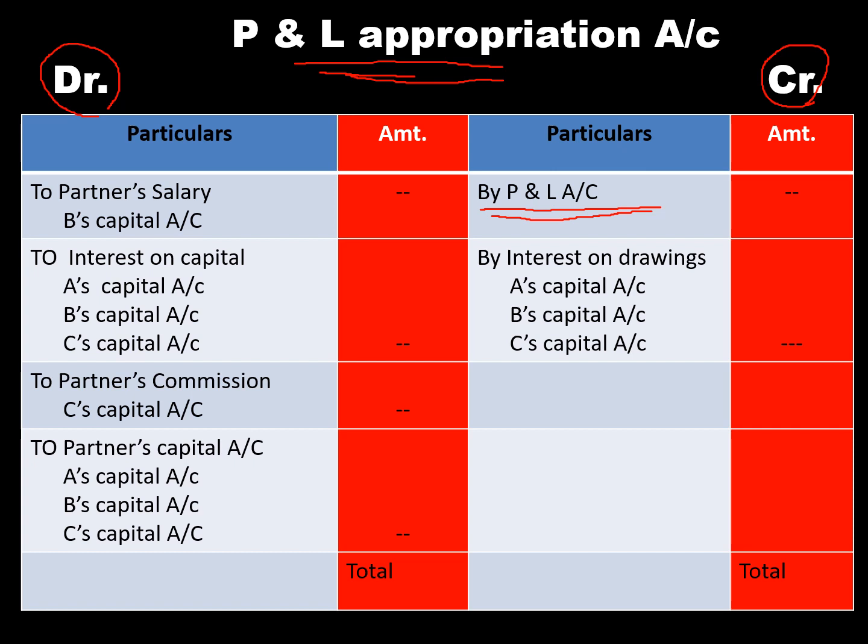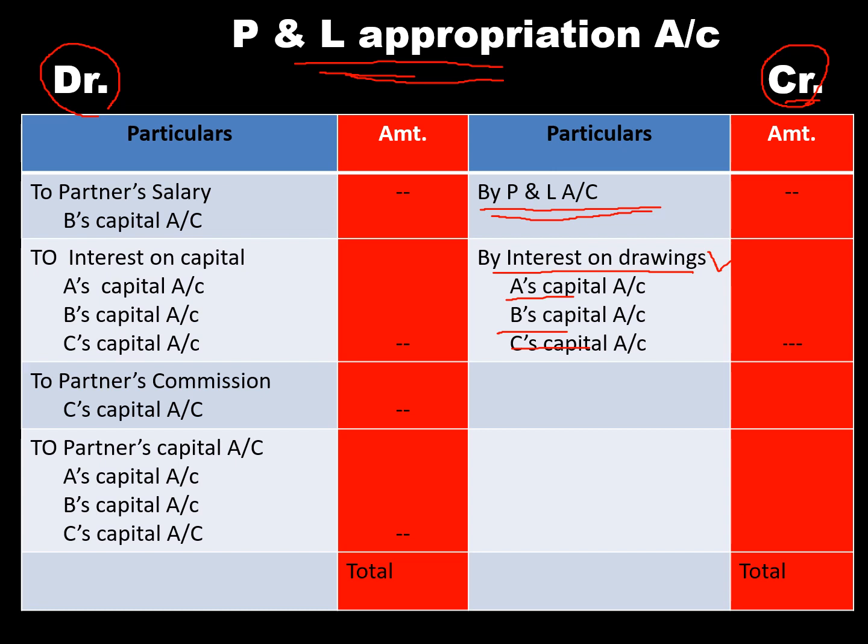Then we can charge interest on drawings from the partners. That is income from the firm's point of view. So on the credit side, we will write by interest on drawings. We will charge interest on drawings from partners like A, B, C, and the total will be considered in the outer column. So your journal entry will be interest on drawings account debit to P&L appropriation account.